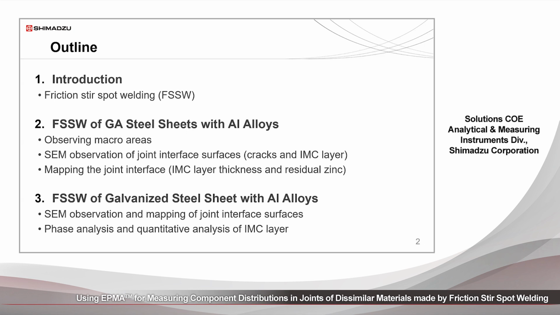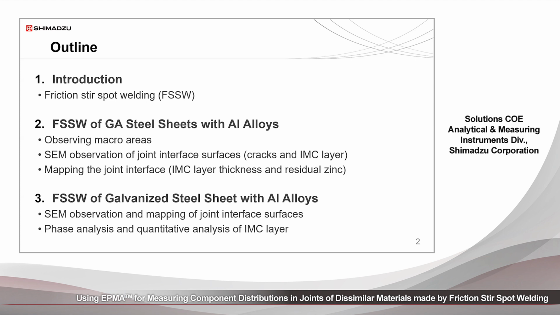We will make macroscopic observations about the weld itself, and we will make some more microscopic observations using the SEM capabilities of the EPMA of the joint interface surface. This includes observations about cracks and the intermetallic compound layer that is formed as a result of the friction stir spot welding process. We will also make elemental maps with the EPMA of the joint interface. From these maps, we will gauge the IMC layer thickness, as well as the composition or the IMC type, as well as any residual zinc within the IMC layer.